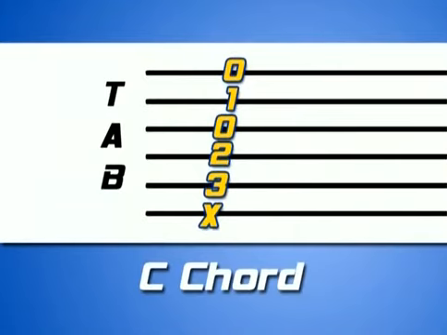You see that in this tab example, the C chord is notated with a 3 on the 5th string, a 2 on the 4th string, and a 1 on the 2nd string. And the other notes are 0 because they're played open, except for the 6th string, which has an X on it. The reason it has an X is because that string is not played at all in the C chord.